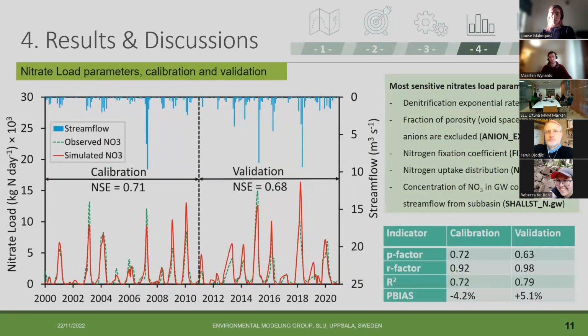So how much the nitrates get attached to the soils and the pore spaces in between them, and then the nitrogen fixation, and this is usually more when you have leguminous crops which do nitrogen fixation, like beans, peas, and so on. And then the nitrogen uptake distribution parameter, and the concentration in groundwater. So those were some of the key parameters there.